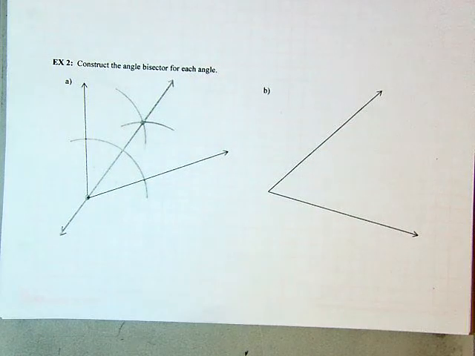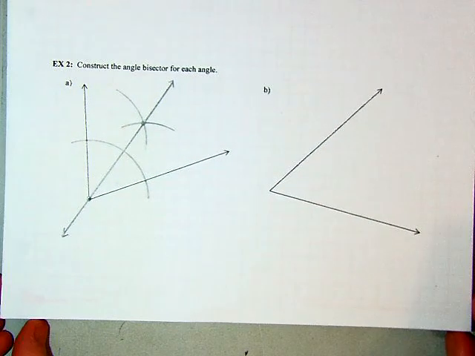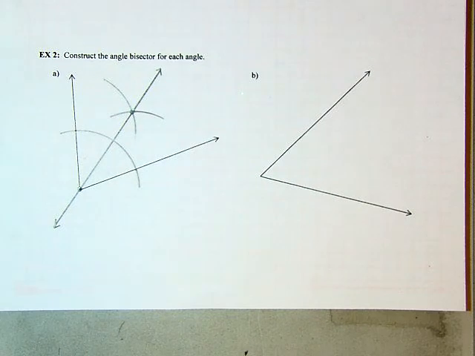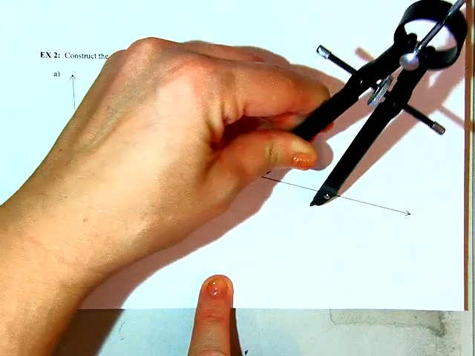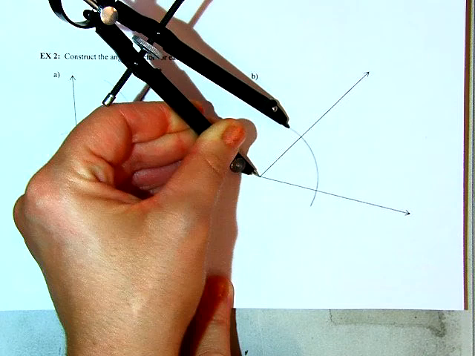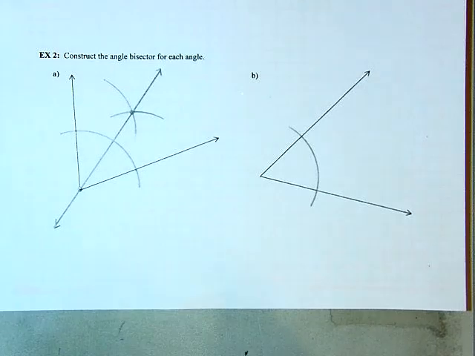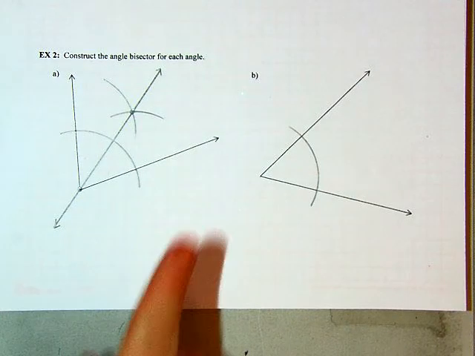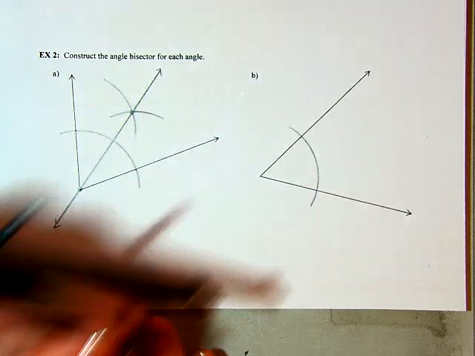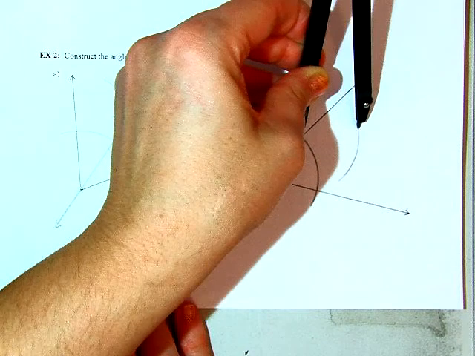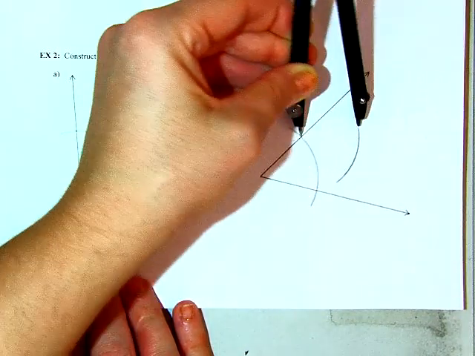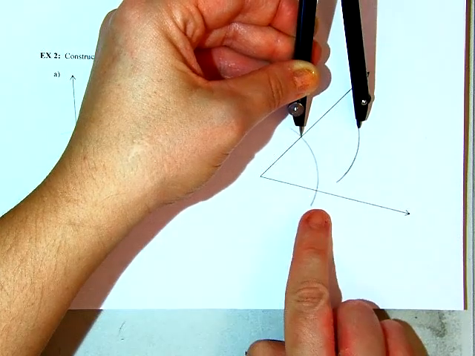Okay, if you want to pause me, try the second one on your own. That would be great. And then here we go. Let me model it for you one last time. So the first thing that I do is I put my needle at the vertex and I draw an arc that slices through both rays, just like so. Okay, next thing to do, I need to go to both of these intersection points here and here. So if I start at this one, I want to draw an arc in the interior of my angle. And I'm interested in where it's going to intersect with the one that I draw over here.